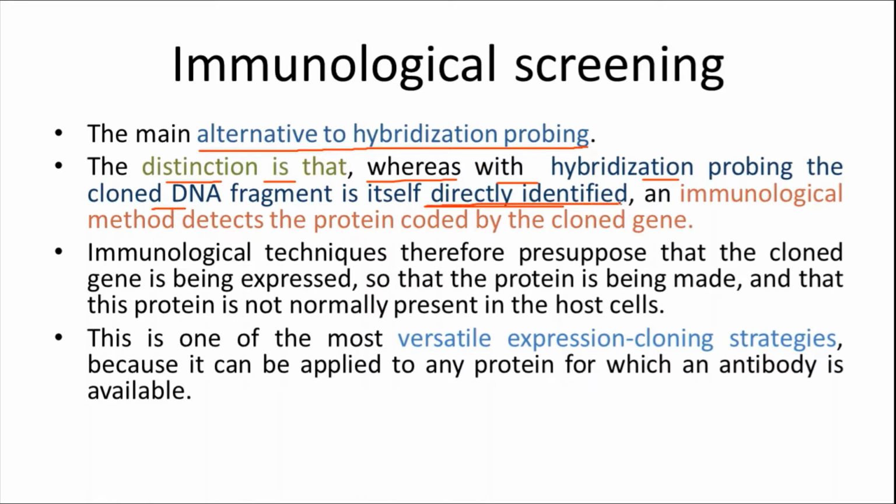The immunological method is something different. It detects whether the protein is present. So if the inserted gene encodes the protein, then only can we prefer this method. Otherwise, this method is not suitable for screening of recombinants; the inserted cloned gene must produce the protein.